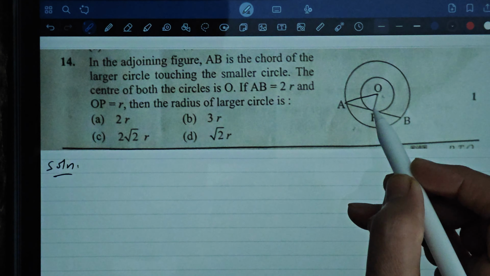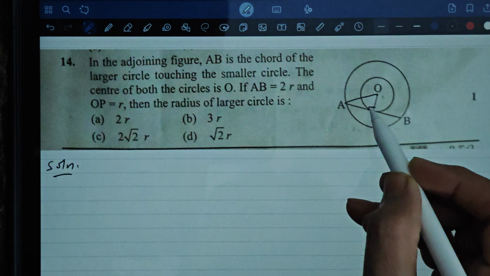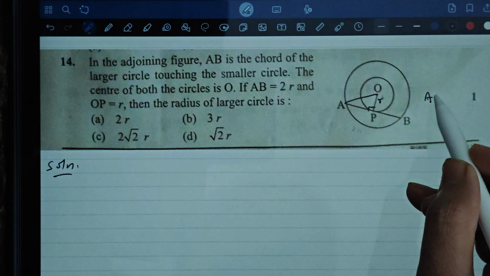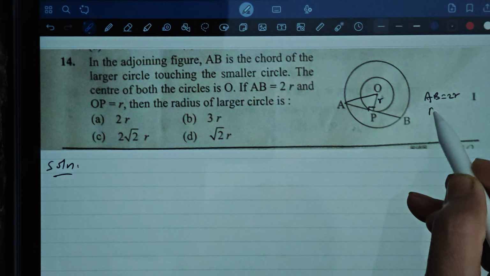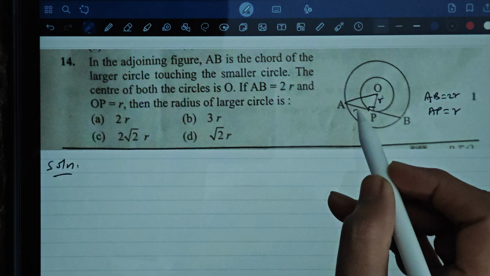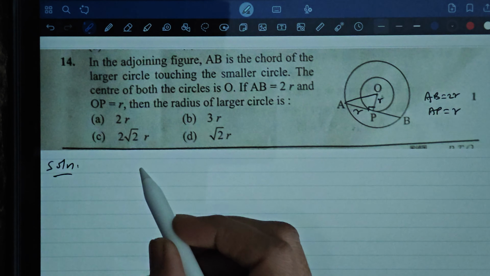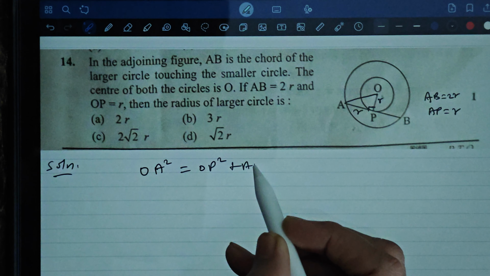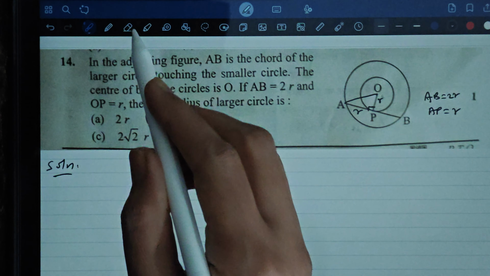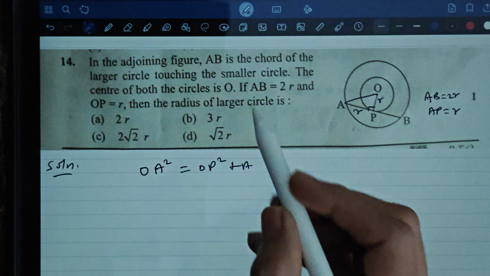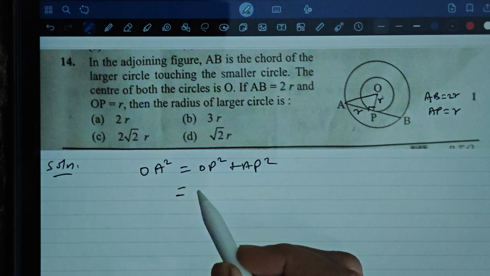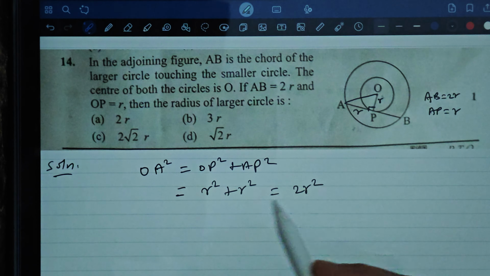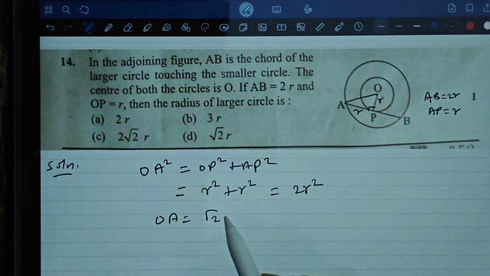Okay. Now you know, as this is radius, this is tangent, so this will be 90 degree. This is r. AB is 2r. Therefore, AP will be r. So AP is r. Now by Pythagoras theorem, OA square is equal to OP square plus AP square. So OP square is r square plus r square, that is 2r square. So OA will be root 2 r.